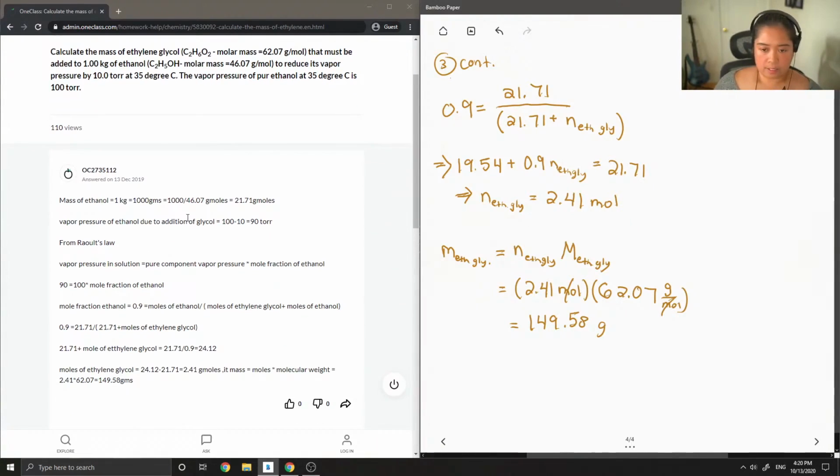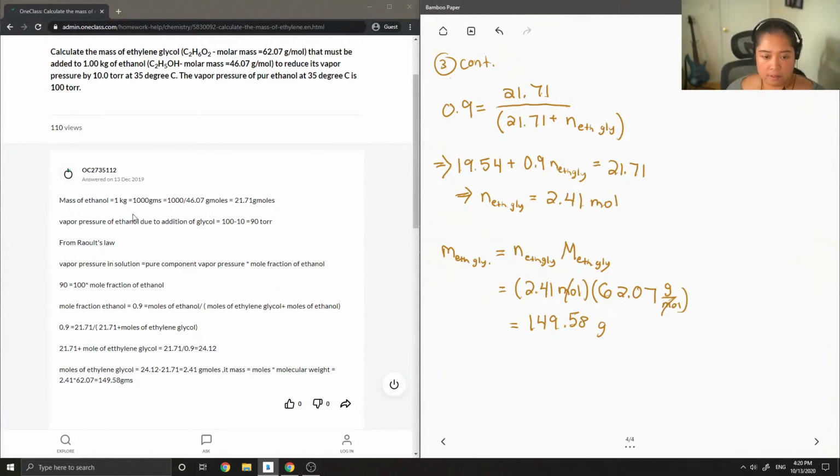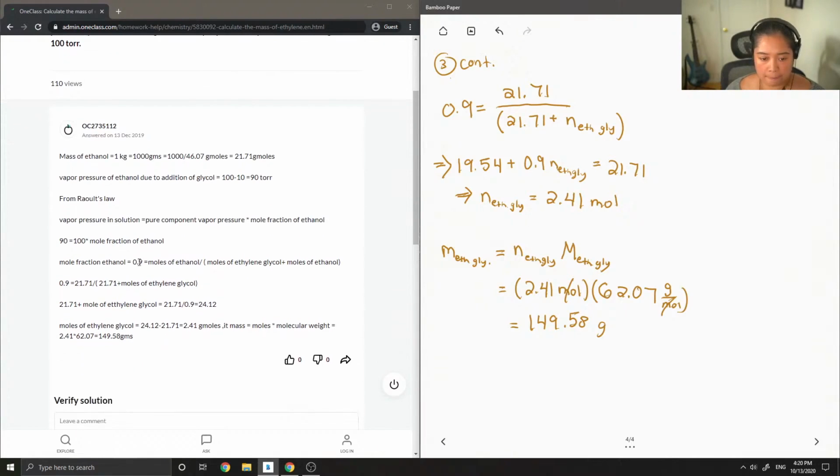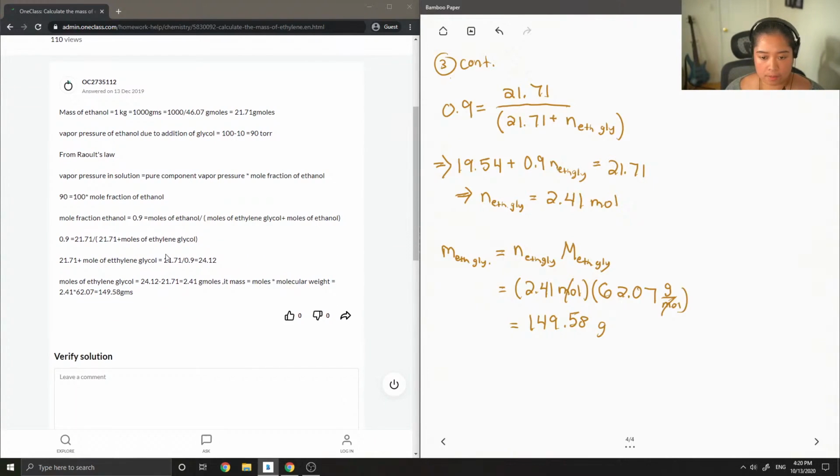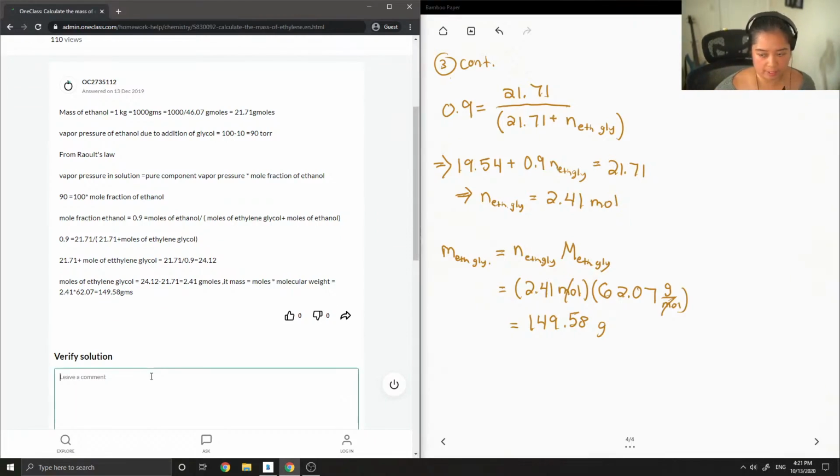Okay, so let's look at this answer. Okay, so first they calculated the moles of ethanol, the vapor pressure, used Raoult's law. Yep, and then they solved for the unknown, with a final mass of 149.58. The solution is correct.